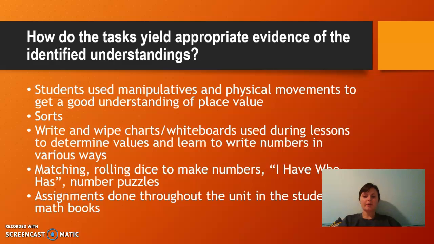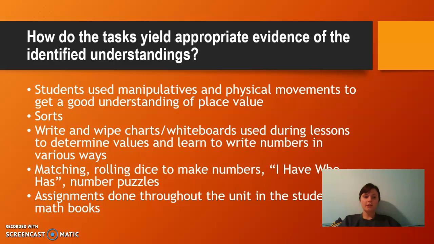So for example, I put students in groups of 10. Each student represented a 10 stick. And so when 10 students were together, they had the number 100. And then each of their fingers represented a 1 cube. So each student had 10 fingers times 10 students made 100 1 cubes.